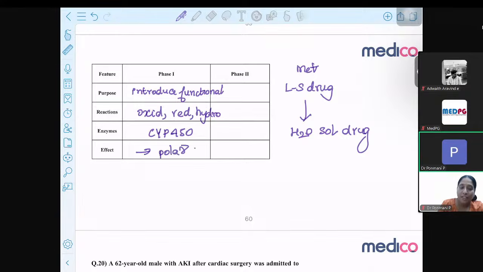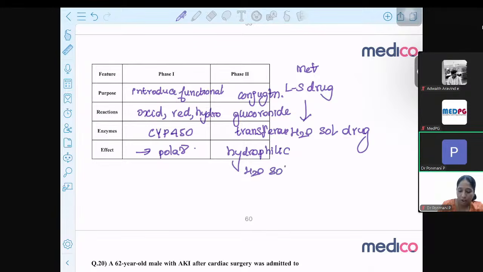And what about phase 2? Phase 2 is called the conjugation reaction. And under this, what type of reactions come under it? So in this, you have the glucuronide conjugation, glutathione conjugation, sulfate conjugation. All these come under phase 2. Okay, so these are mainly transferase enzymes which are going to act here. And what is the end effect? It is going to make the compound hydrophilic, that is, it is going to make it water soluble.